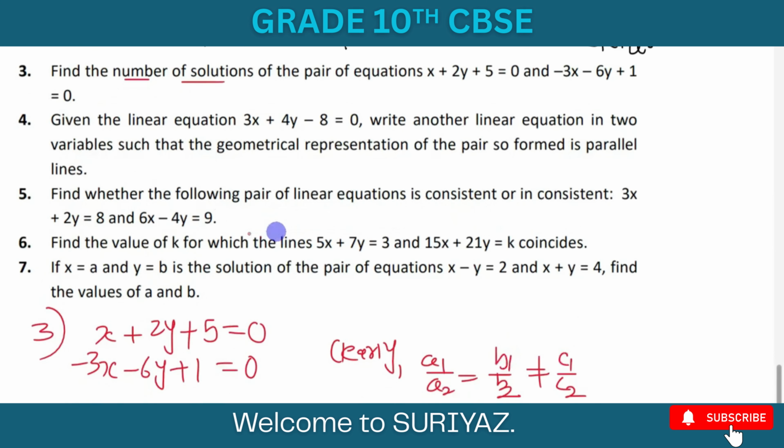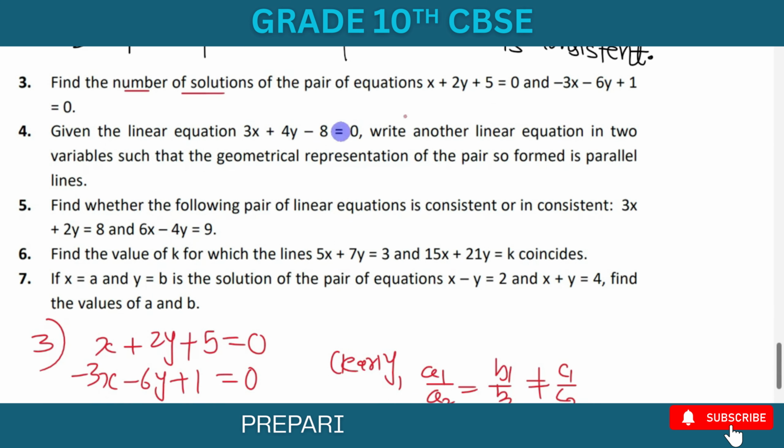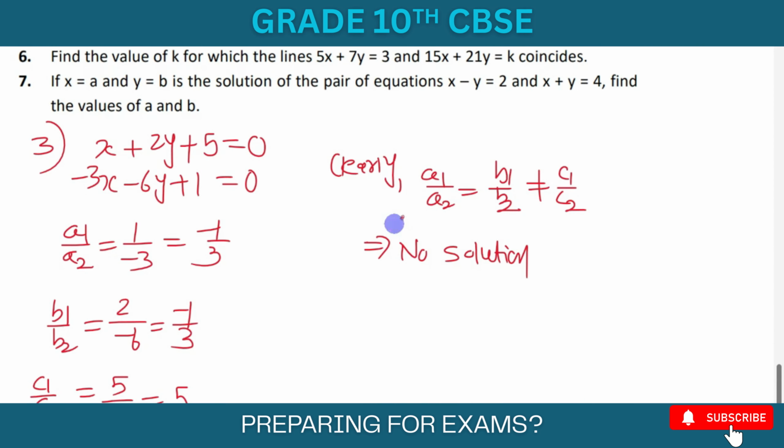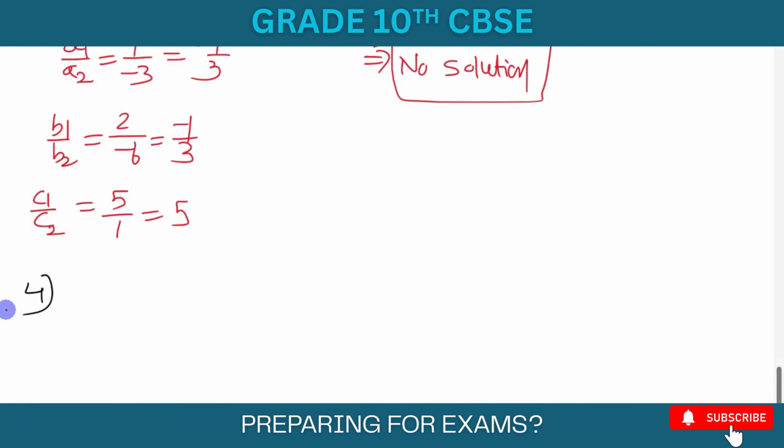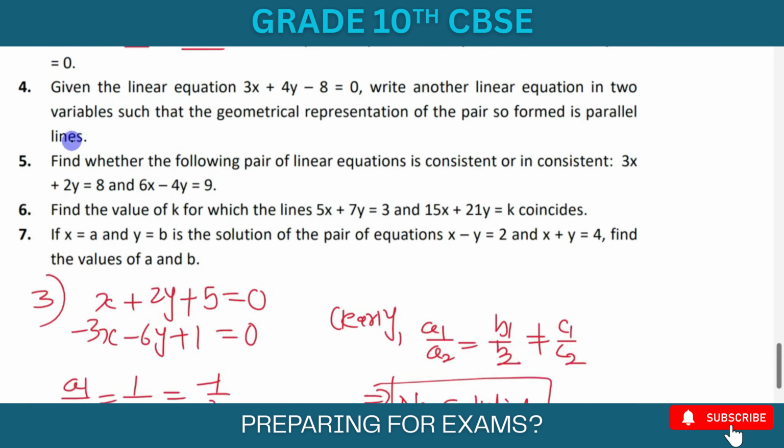What they are asking is the number of solutions of the pair of equations. The number of solutions will be 0, so the answer is no solution. Let's see the next question, number 4.